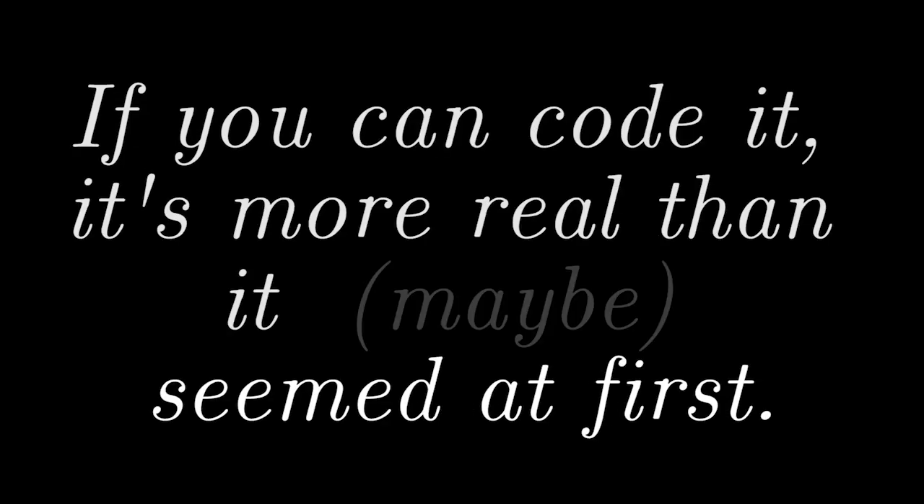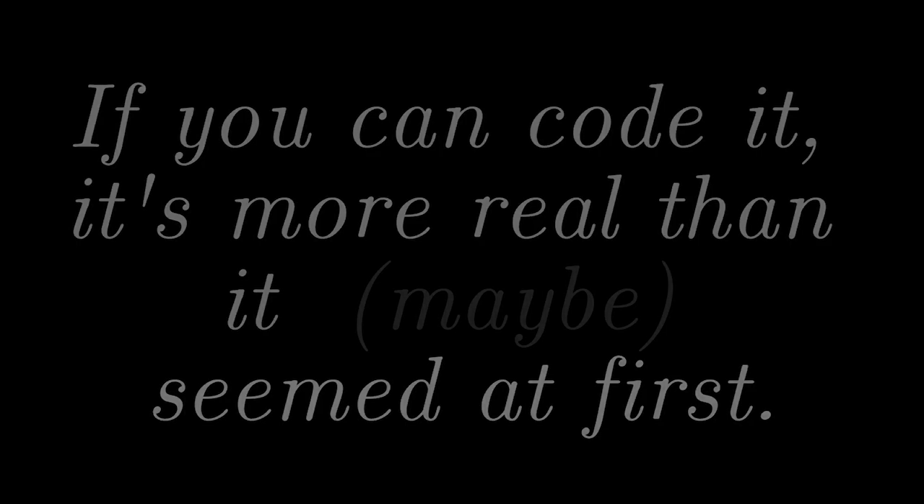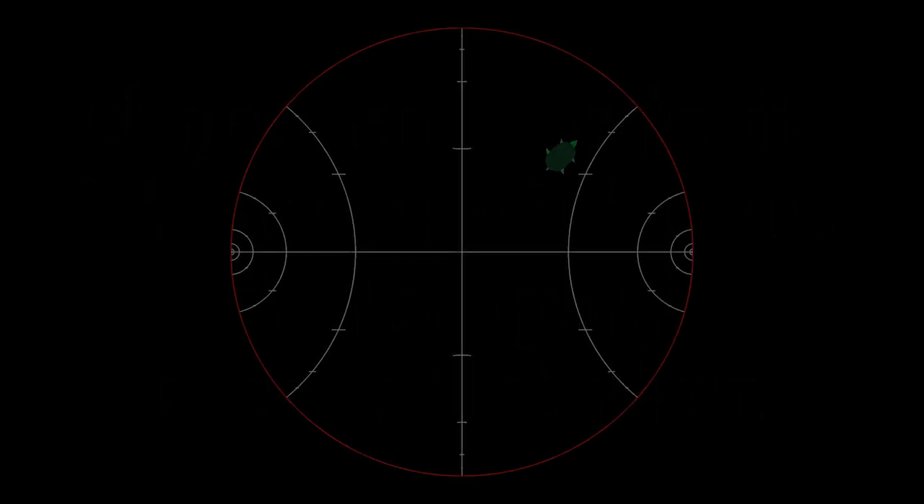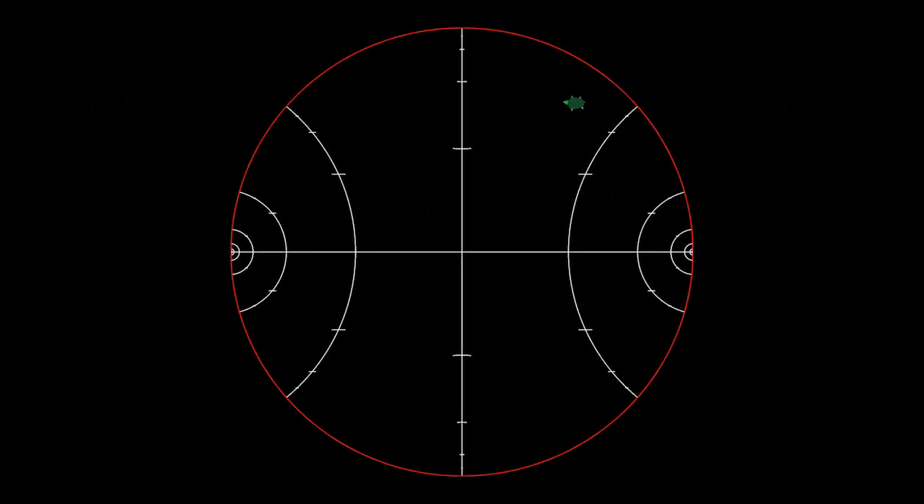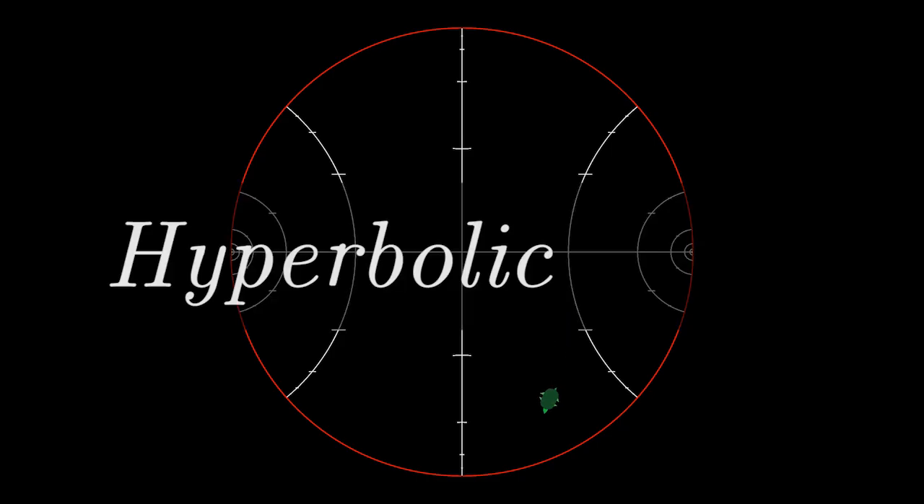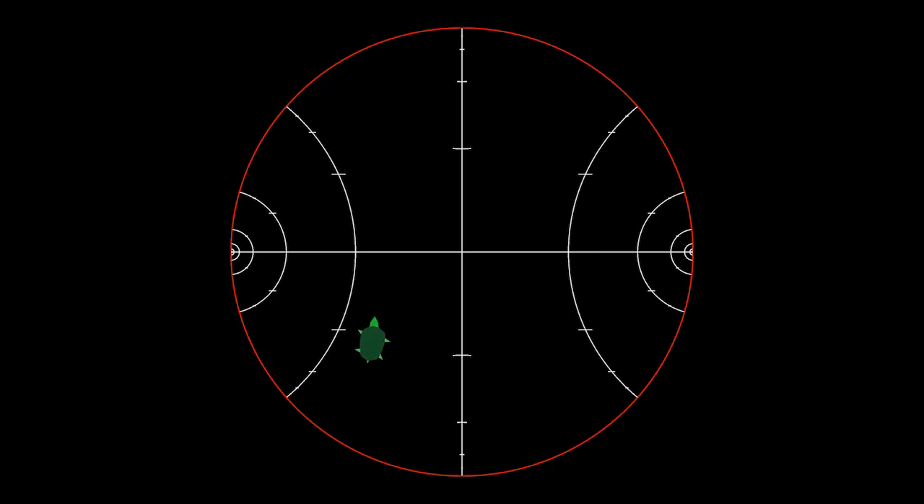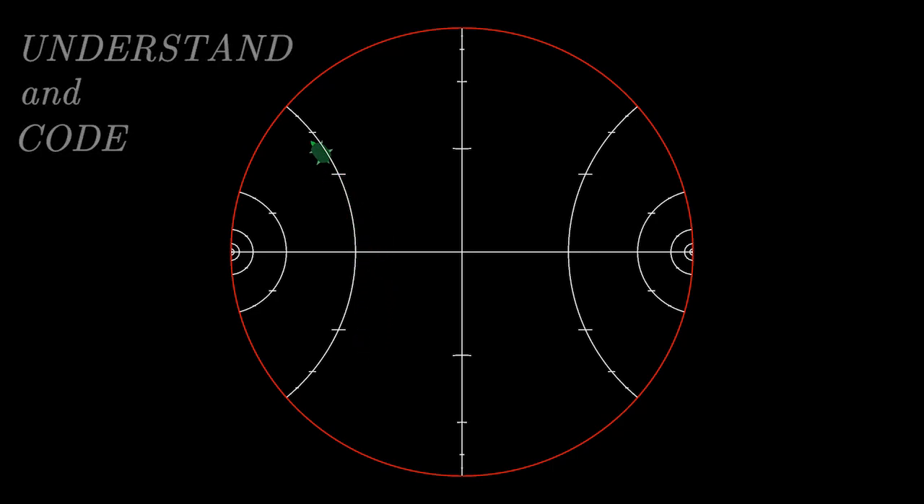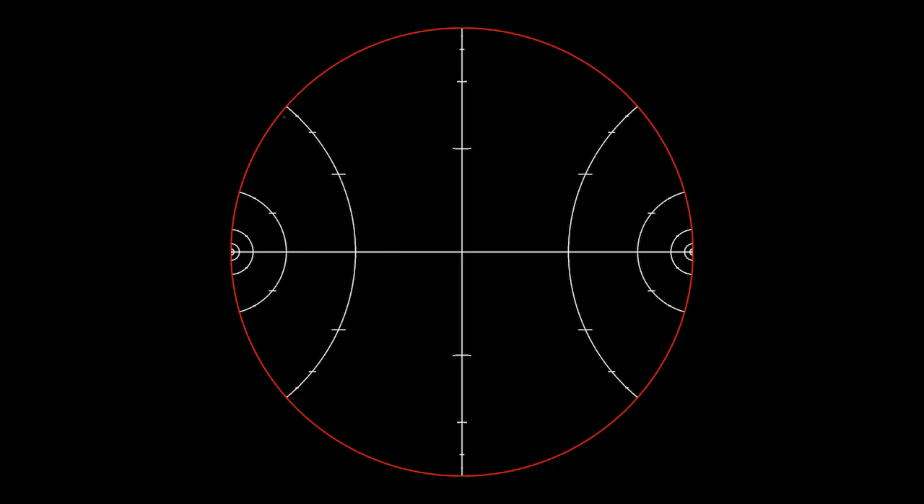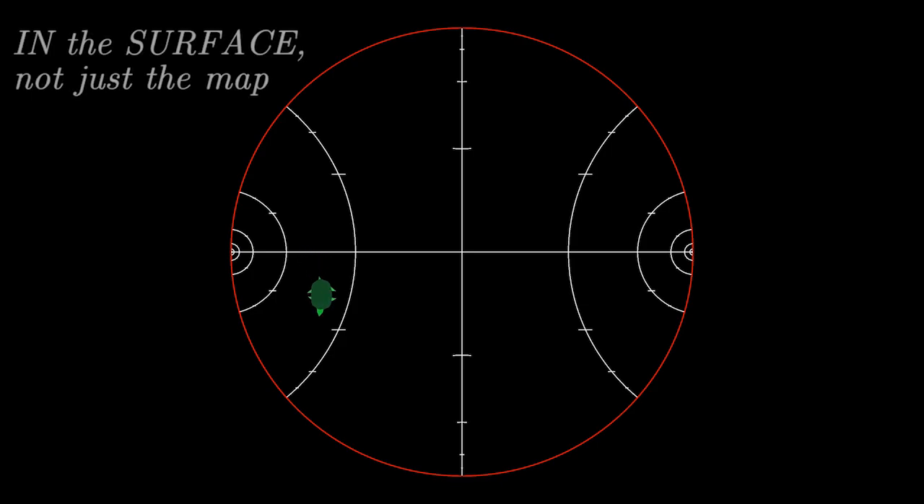If you can code it, it's more real than it may have seemed at first. In fact, it is real in a sense, because you can play with it. What you are seeing on the screen right now is a map of a strange and interesting surface called the hyperbolic plane. After this video is over, you'll have the knowledge to understand and code some of the things you're seeing. And after the next one, everything that you see on screen will be within your reach, like placing and moving objects in the surface at your will.